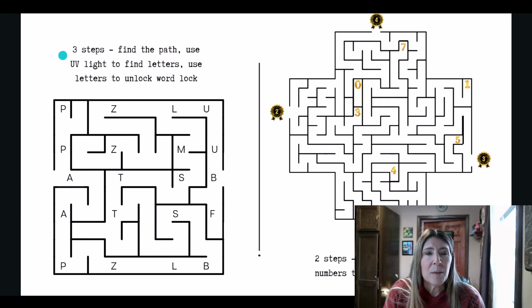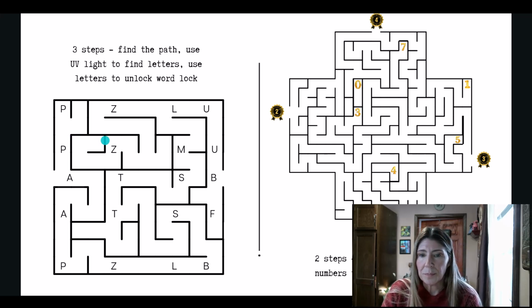So in this example, there are 3 steps to this puzzle. They've got to find the correct path from one side to the other. They've got to use a UV light to find the letters. So these letters here, I'm showing you the letters, but in the actual puzzle, these were not visible. So they not only had to find the path, but then they had to use a UV light that was hidden somewhere else to shine on it and reveal which letters they should use to unlock a word lock.